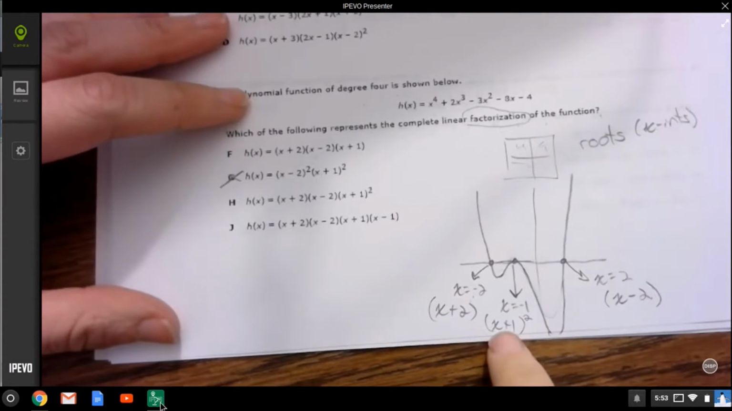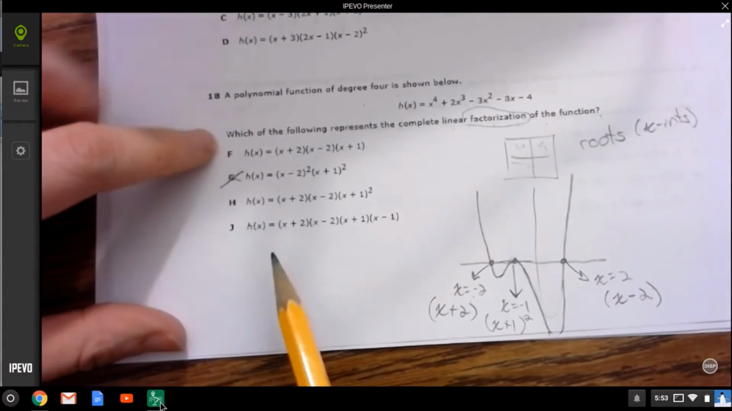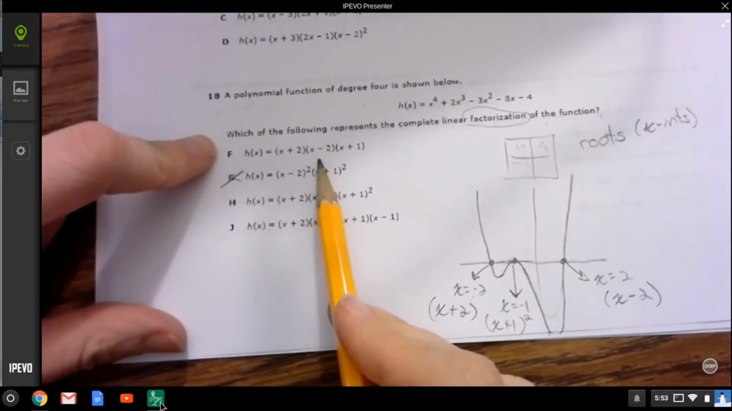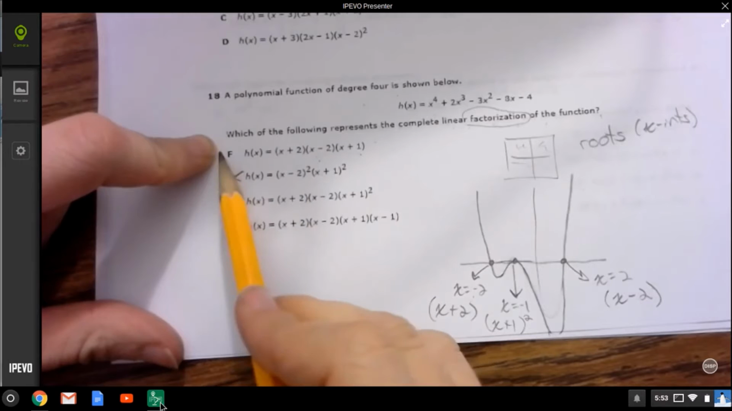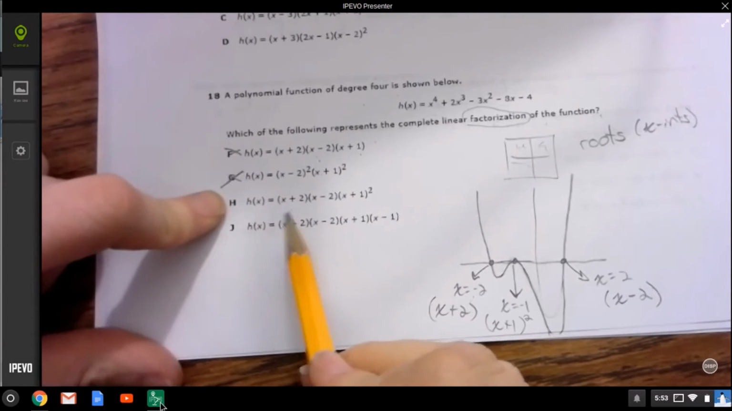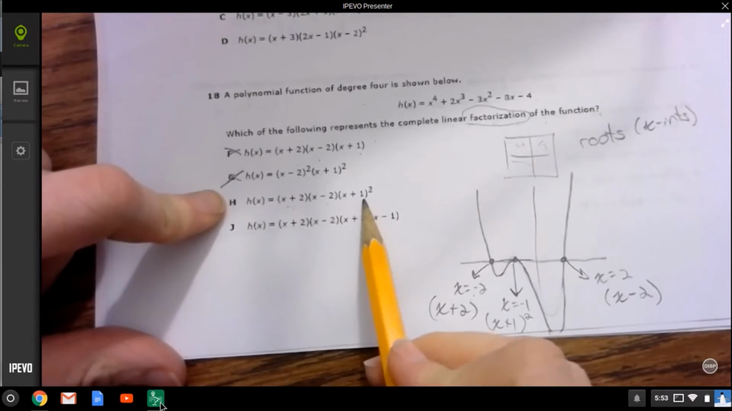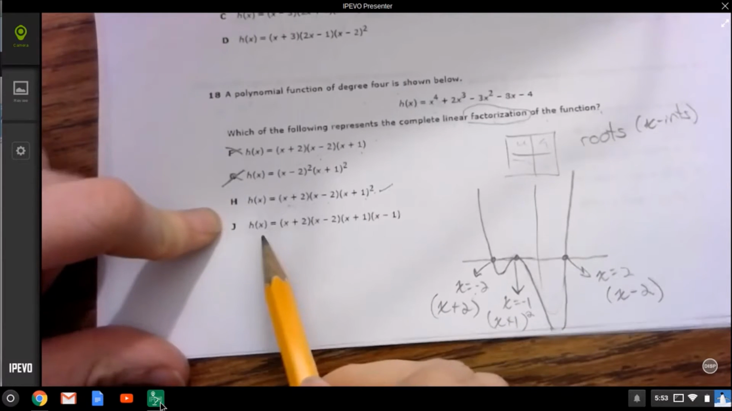So I'm going to look for those two things. I'm going to look for x plus 1 squared. I'm going to look for x minus 2. So there's x minus 2, x plus 1, but not squared. So that's not it. x plus 2, x minus 2, x plus 1 squared. Ooh, that could be it.